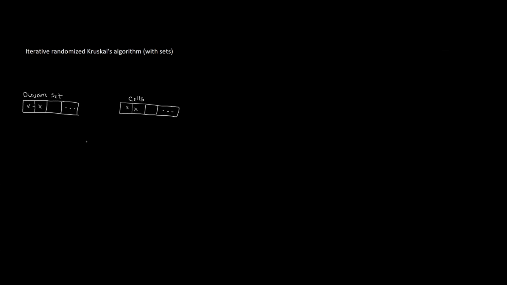For example, this is cell A and the neighboring cell is cell B. We connect them by putting them inside the disjoint set. This means that if there are two nearby cells, cell A and cell B, and we connect them, we are actually knocking down the common wall between them.